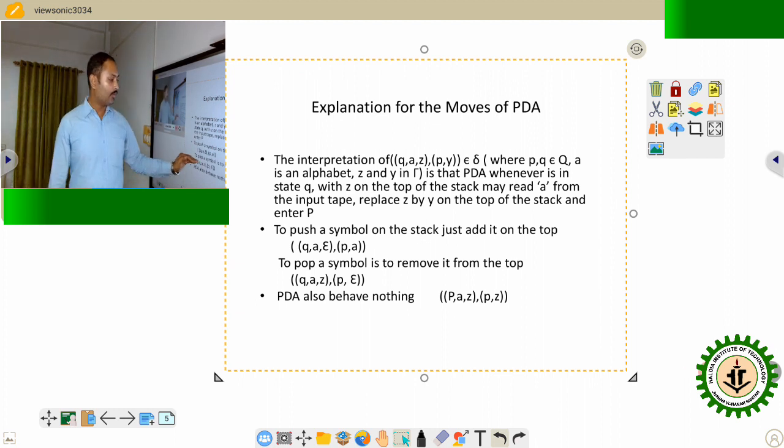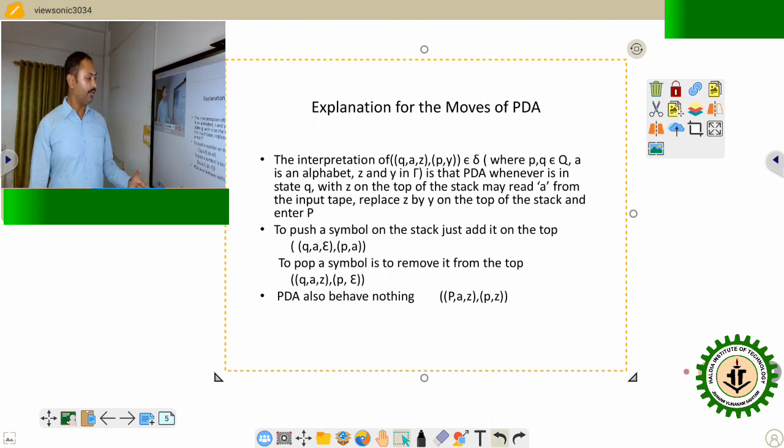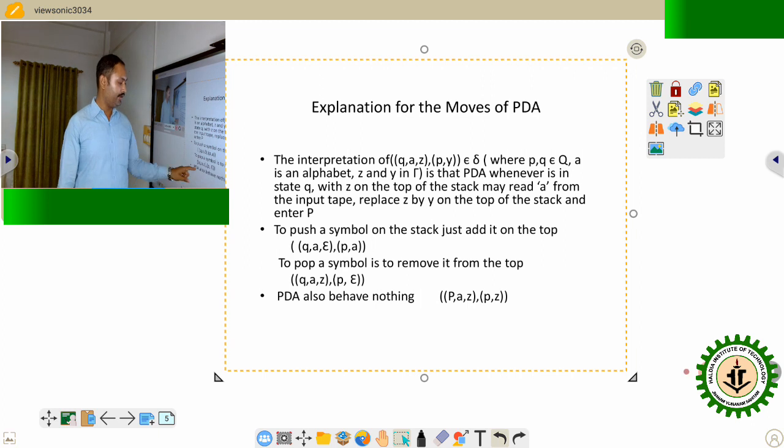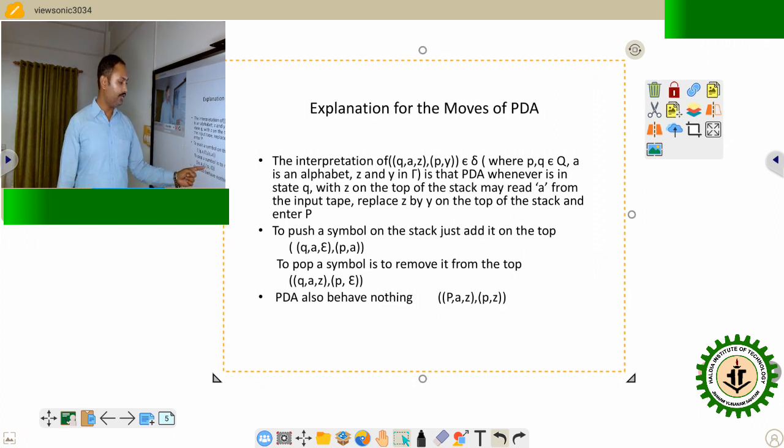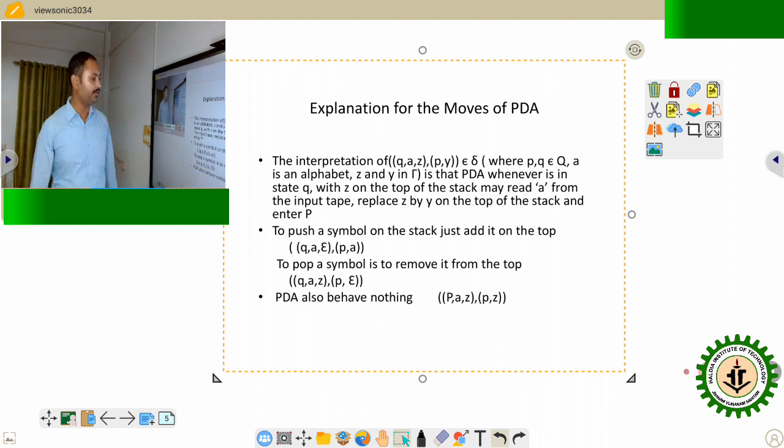Now how can we pop any symbol from the top of the stack? Here our present state is Q, top of the stack is Z, and inputted symbol is A. So after accepting an input symbol, we just remove the top of the stack. That is why p comma null means p is the current state, and now the top of the stack is empty. Empty is denoted by this null sign.